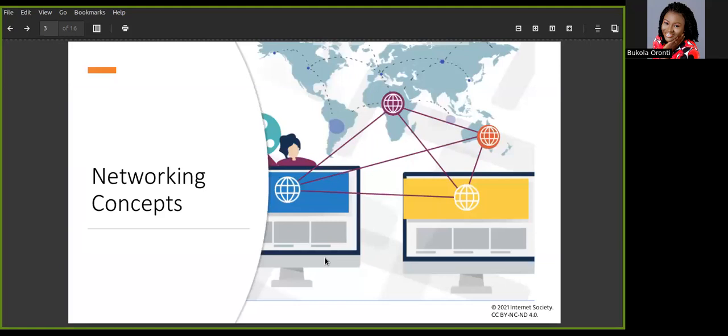Networking concepts. Now, the internet is the largest network of computers that exists. It is a network of networks. Just like we like to say, different networks coming together to form a single overall large network is known as the internet.